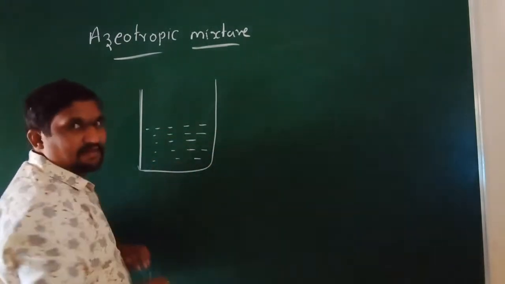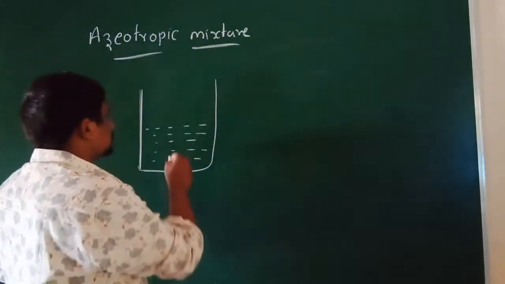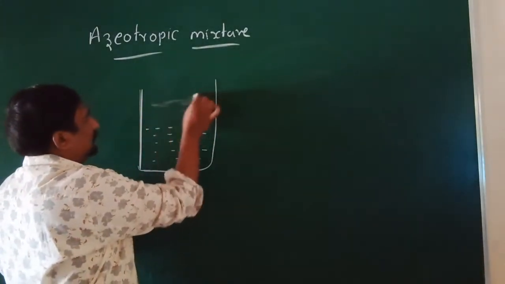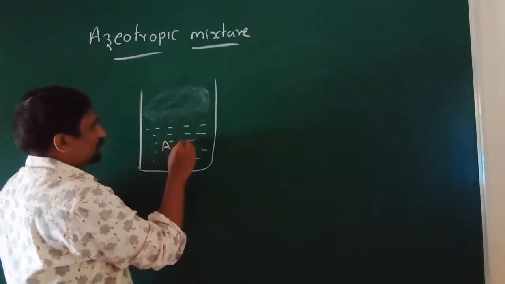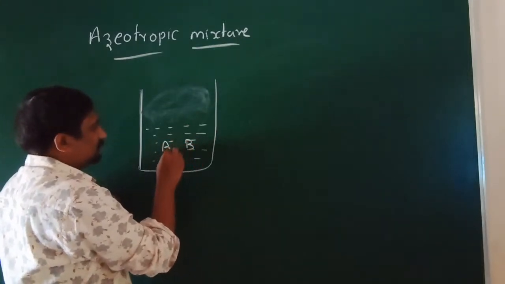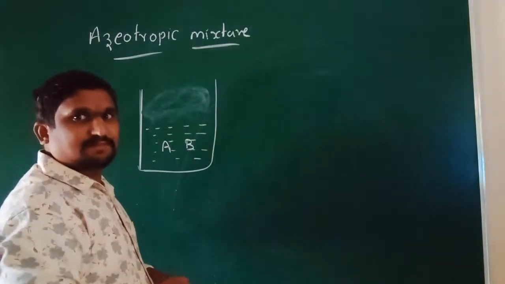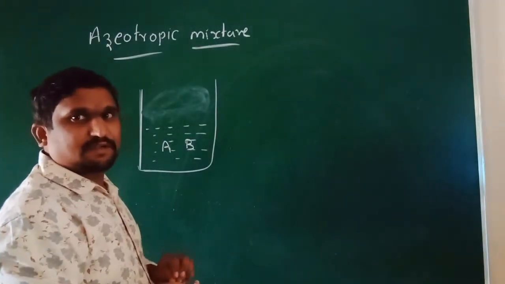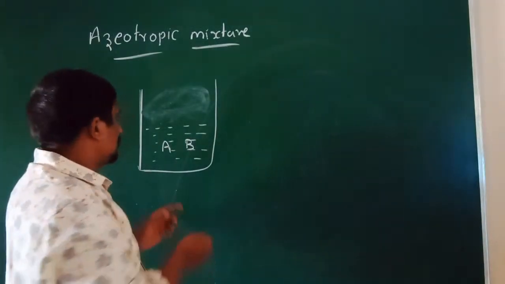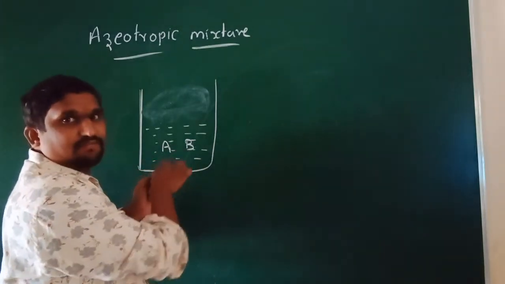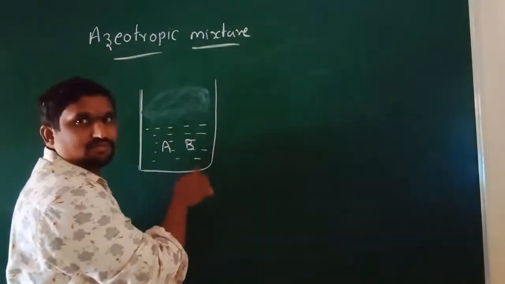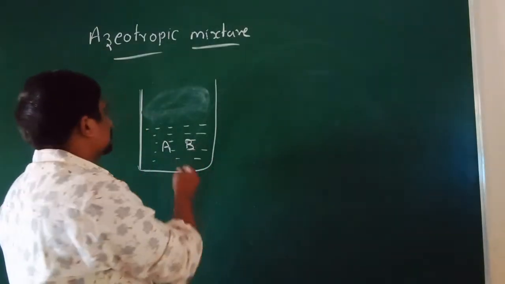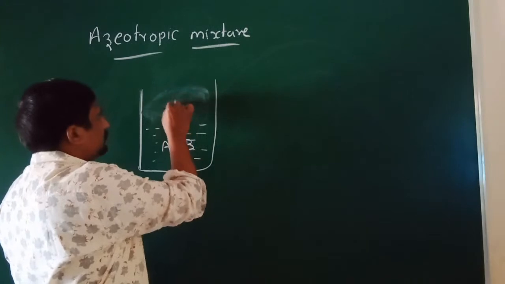Here I have taken two components present in this liquid mixture. Both components are present in the liquid state. What is the specialty of an azeotropic mixture? The composition in liquid phase and vapor phase is going to be the same. Whatever the composition of components in the liquid phase, the same is the composition in the vapor phase also.